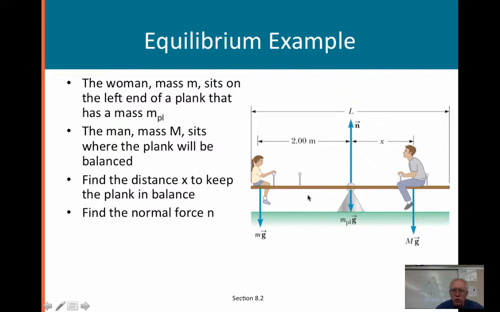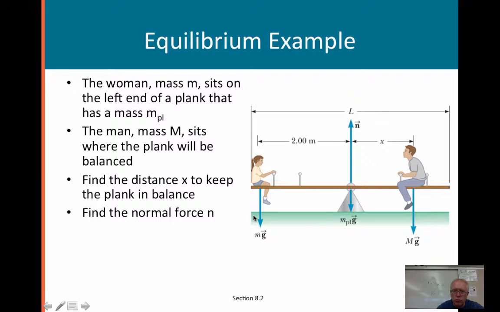All right, so we're going to look for the normal force. Here's the normal force pushing up. And we're also going to look for the distance away for the heavier person. The heavier person has a weight pushing down. There is also the weight of the plank that we have to talk about pushing down. And here is the weight of the smaller person here.